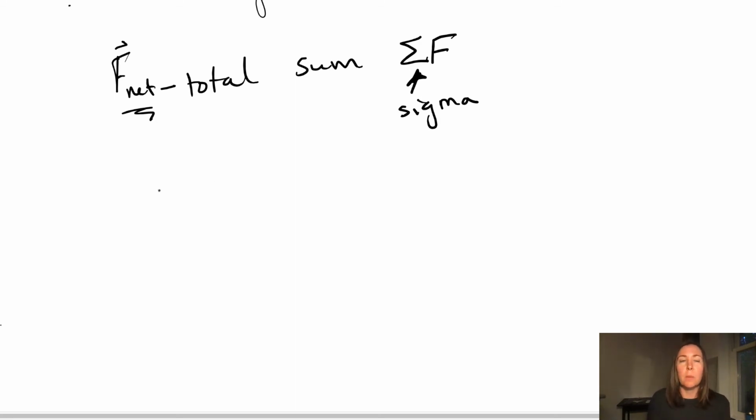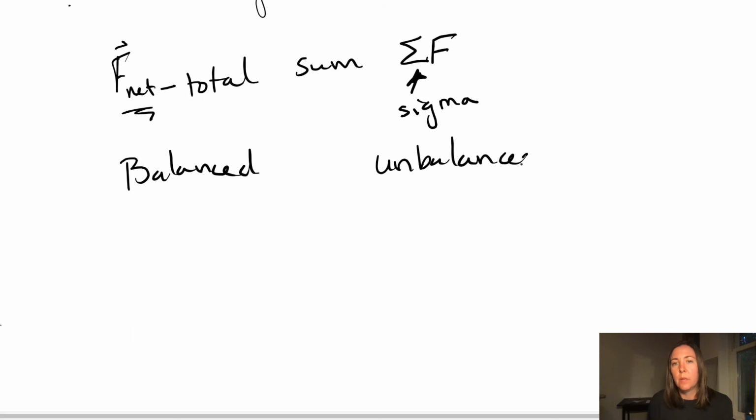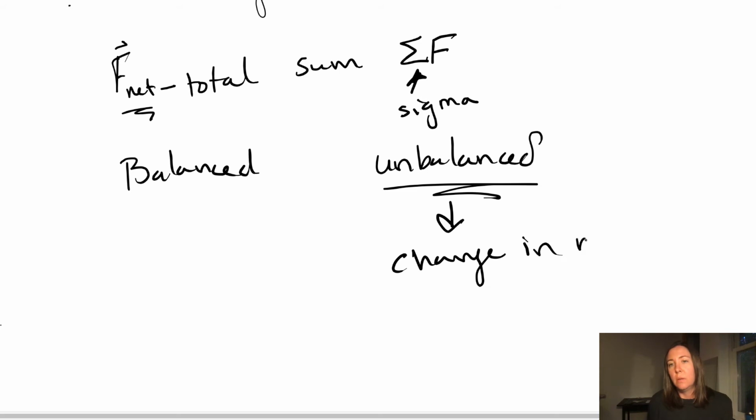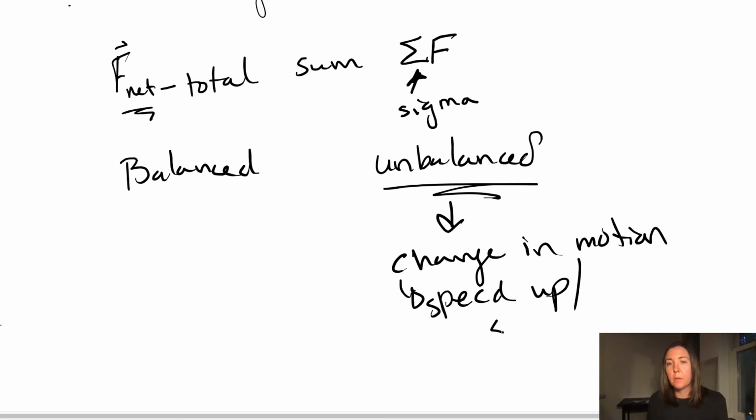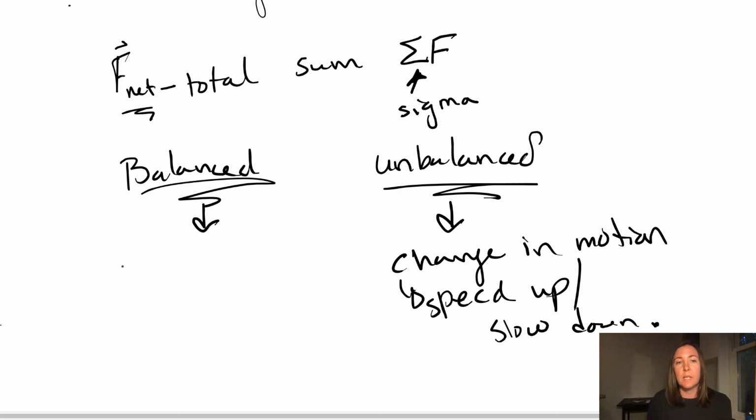Now, when we talk about the forces on an object, the important thing to note is whether the forces are balanced or unbalanced. Unbalanced forces cause a change in motion, meaning that the object will speed up, or slow down. It will be accelerating. When the forces are balanced, we call that the object being in equilibrium.